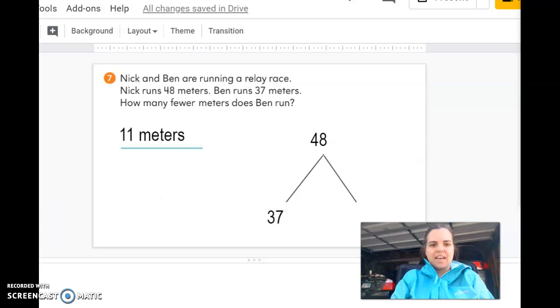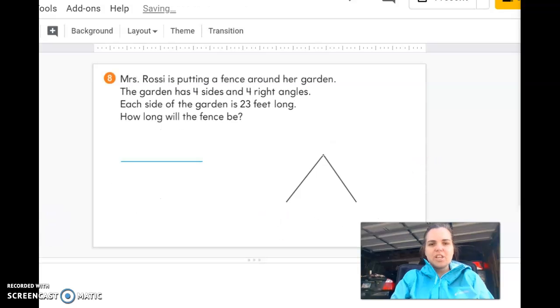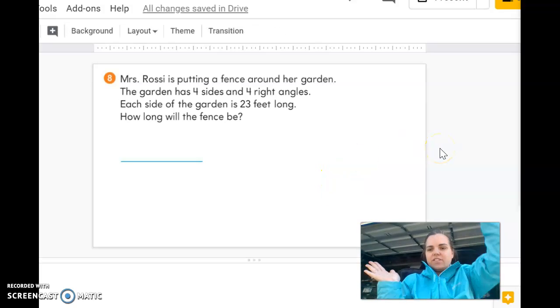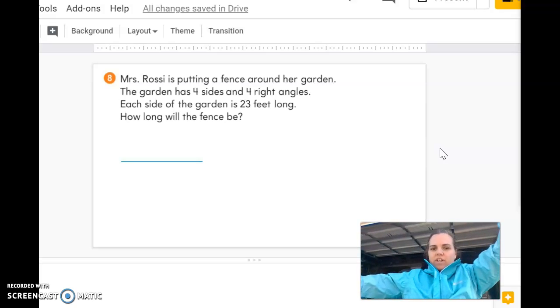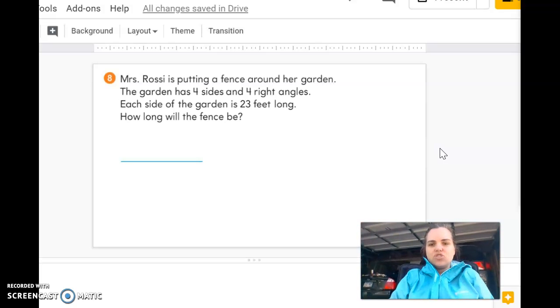All right, last one. Mrs. Rosie is putting a fence around her garden. The garden has 4 sides and 4 right angles. Remember, our right angles are where they're straight up and straight over. Each side of the garden is 23 feet long. How long will the fence be?